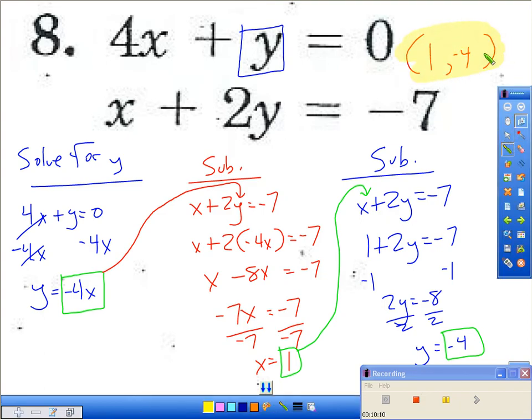Again, this is the ordered pair that should make both equations true. If we substitute this value in for x and this value in for y, it should make the left-hand side of each equation equal the right-hand side. So when we look at this, 4 times 1 is 4, plus negative 4 is 0. So 0 on the left, 0 on the right. When we put in 1 for x, 1 plus negative 8 equals negative 7. On the right, we have negative 7.